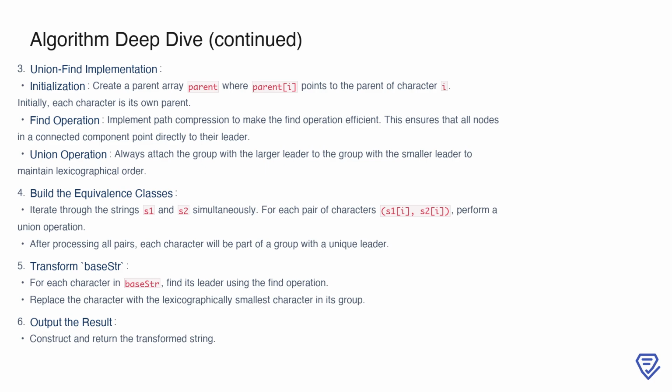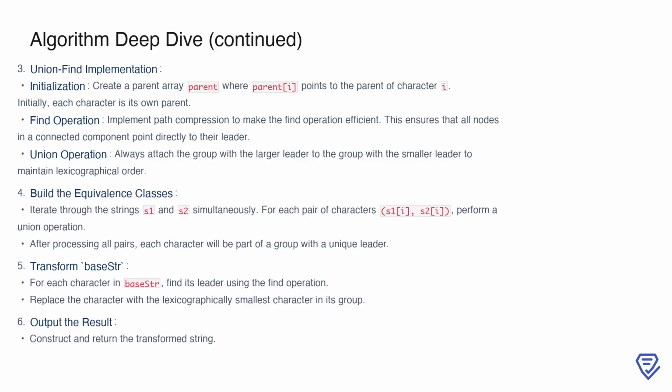Once the union find structure is ready, we build equivalence classes by iterating through the characters in S1 and S2. For each pair of characters, we perform a union operation to group them together. Finally, for the transformation step, we process each character in base str, finding its leader and replacing it with the smallest character in its equivalence group.